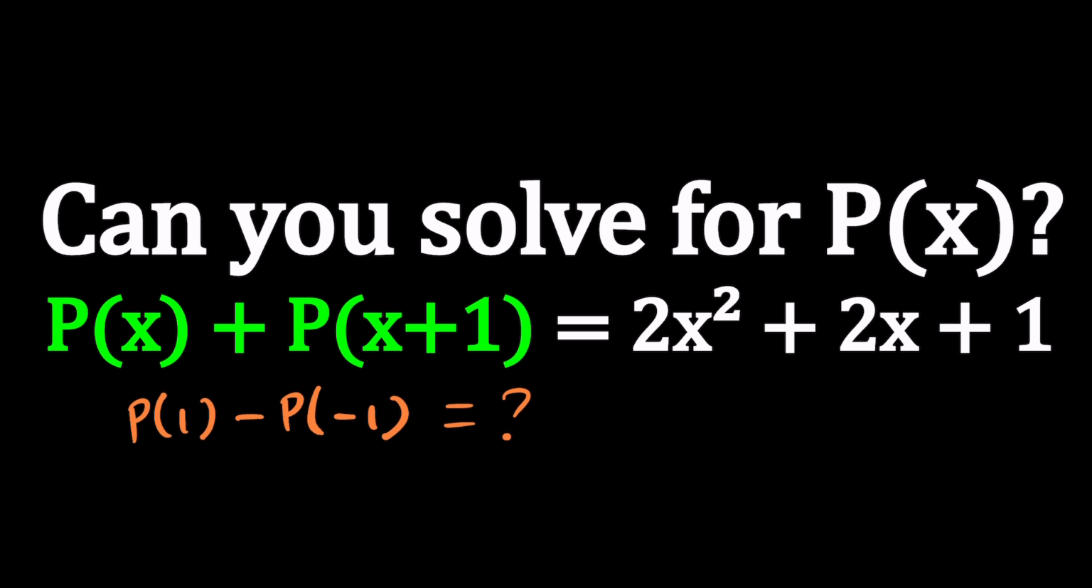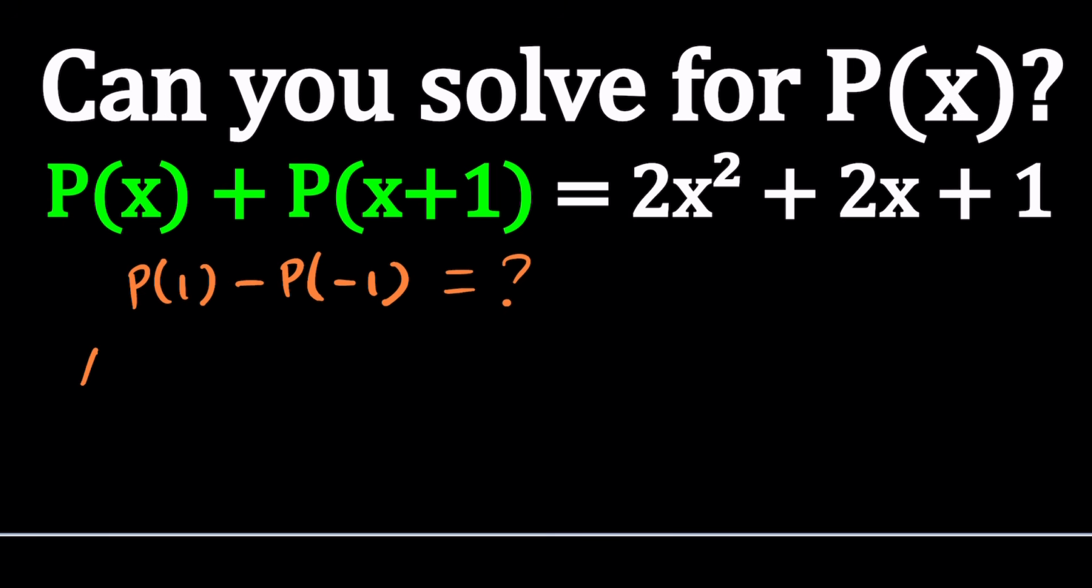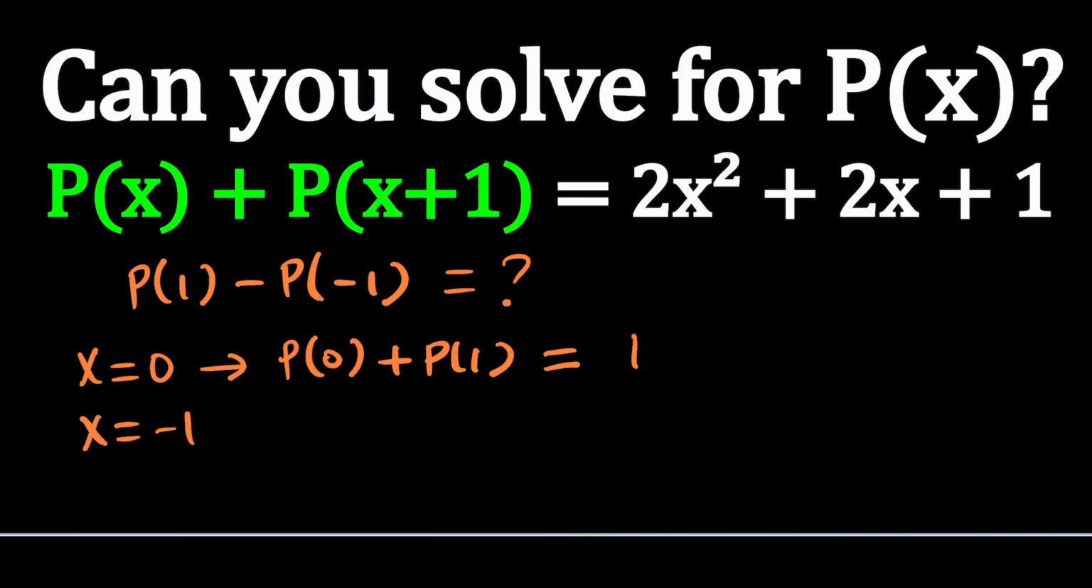And to find p of 1 minus p of negative 1, we would do the following. Again, it just comes down to substitution. First, we would substitute x equals 0, and you'll see in a little bit why that's helpful. This would give you p of 0 plus p of 1. Notice that we have to replace x with 0 everywhere. And then on the right-hand side, it would just be 1. And then the next step is crucial. Since we are supposed to find p of 1 minus p of negative 1, next we would replace x with negative 1.